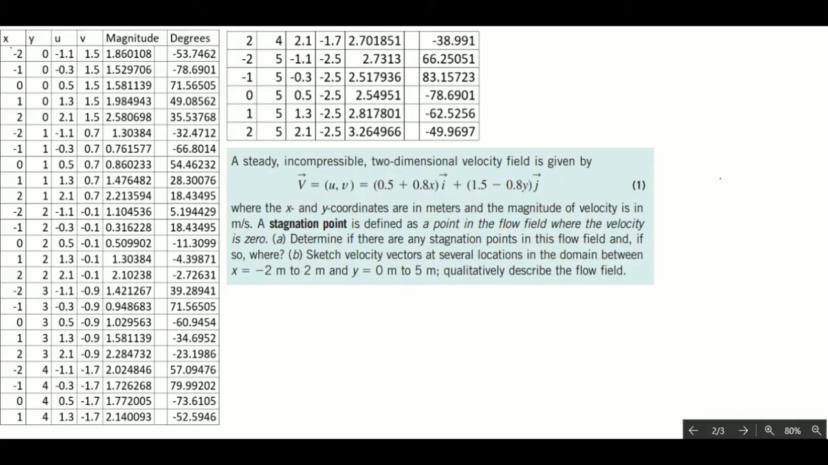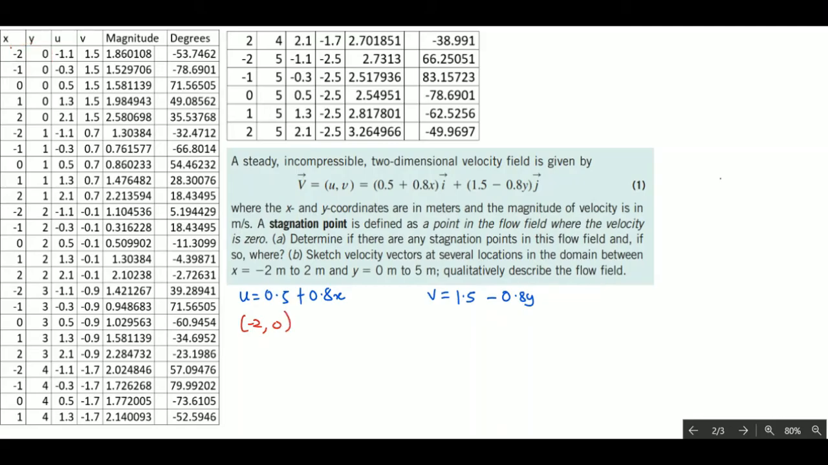We know that u is equal to 0.5 plus 0.8x. Let's look at v also. The v is equal to 1.5 minus 0.8y. So what we are going to do is pick an x value and its corresponding y value. Let's say x is -2 and y is 0, which is the first point that we have here. Let's look at what you are going to get for the u and then the v.